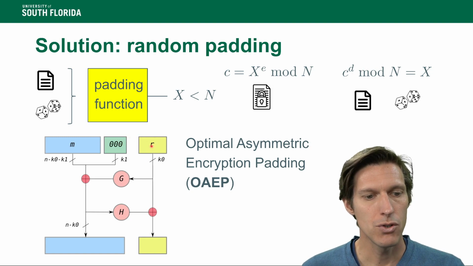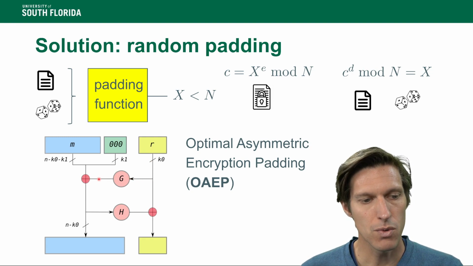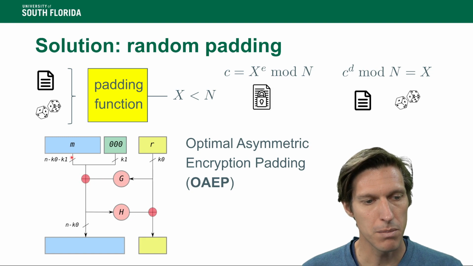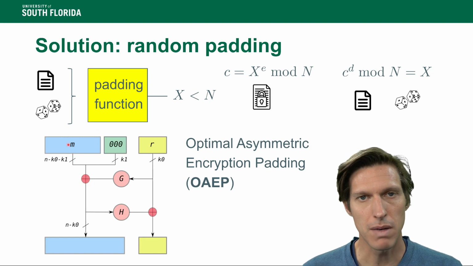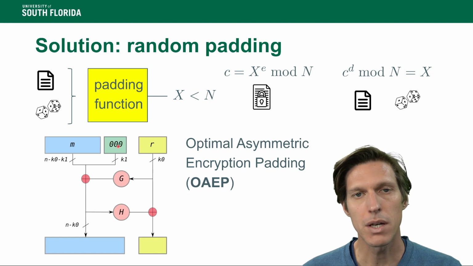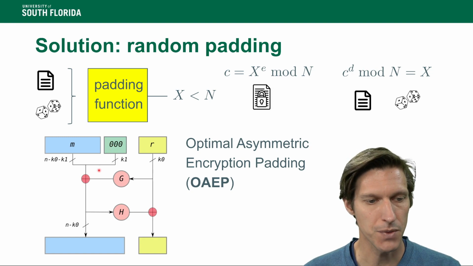Now, what you do is you take the random value, you give it to a hash function, and the result is XORed bit by bit with this block consisting of the message and the formatted data. Again, think of it as a block of 0, okay?